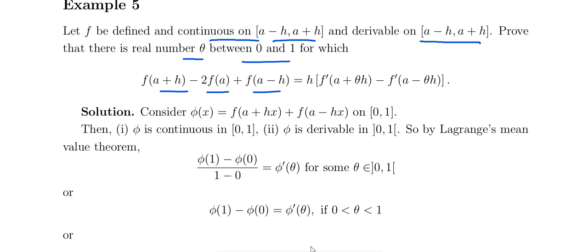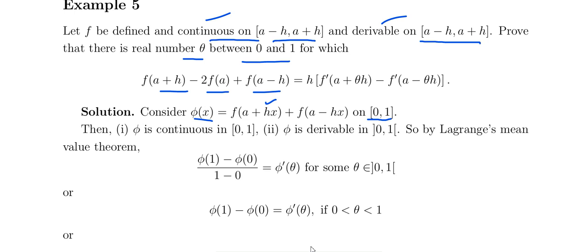What about that here? Looking at this, what do we see? The function is given continuous, differentiable is given, theta between 0 and 1 is given. So we can apply the Lagrange mean value theorem. But what is the function? How do we define the function? Let phi of x equal to f of (a + hx) + f of (a - hx) on the closed interval [0, 1].